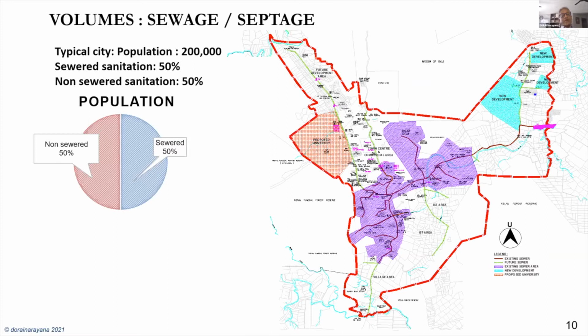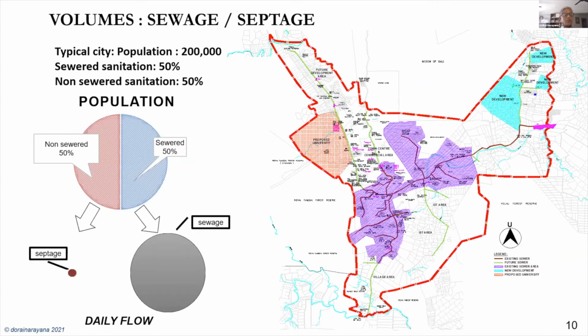And the other 50% is having a non-sewer sanitation using septic tanks or whatever. So this pie chart here shows a 50-50 split of the type of system. And now, when we look at the total sewage that is generated from this 50% which is sewer, and the total fecal sludge or septage that is generated from the other 50%, this is what we get.